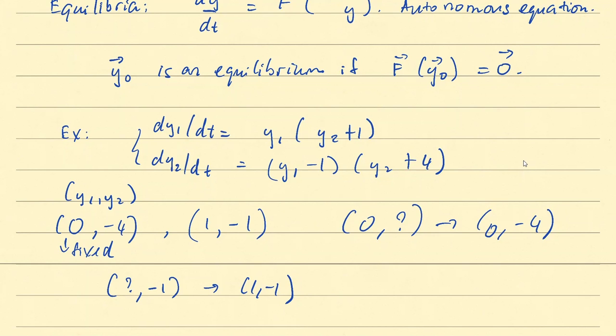So I'll let you think about that a little bit. How did I get minus 1? Because I set the top equal to 0.